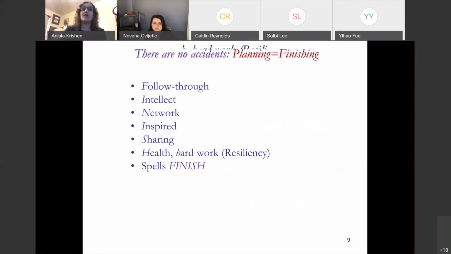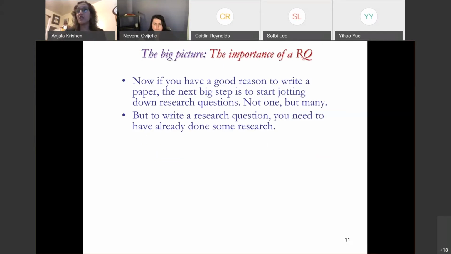So I kind of wanted to bring back the planning equals finishing thing. Finish is basically follow through, intellect, network, inspired, sharing, and health and hard work. Those are some things. But then I wanted to talk a little bit more broadly, and then I'm going to come back and answer questions. I'm getting these questions, so make sure, yeah, we have plenty of time. I'm definitely going to use the time at the end, and I'm hoping that I get even more.